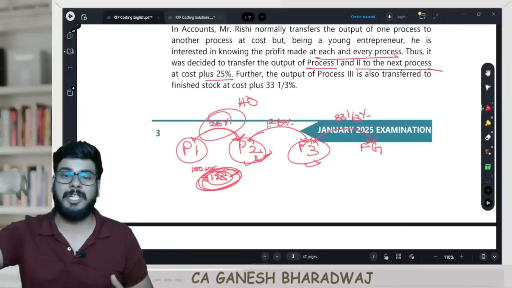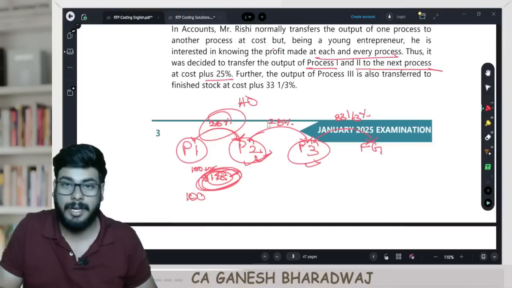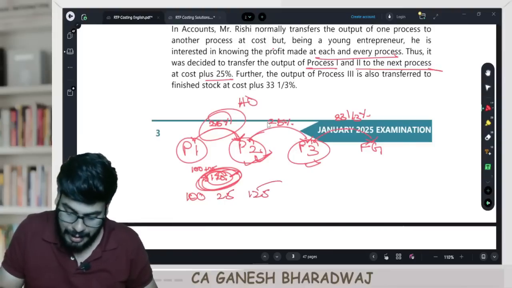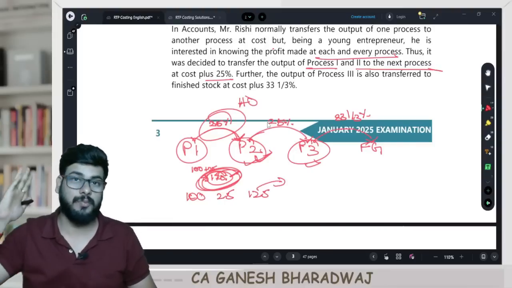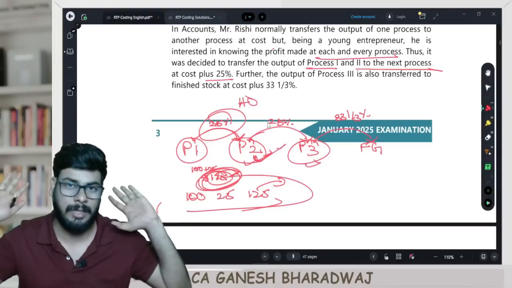Whereas the company knows that they have sold it for 100. Inside that 125 rupees, the markup is there. 125 rupees is only being given to process 2. But process 2 will not know all this breakup. Please have this one thing in your mind.